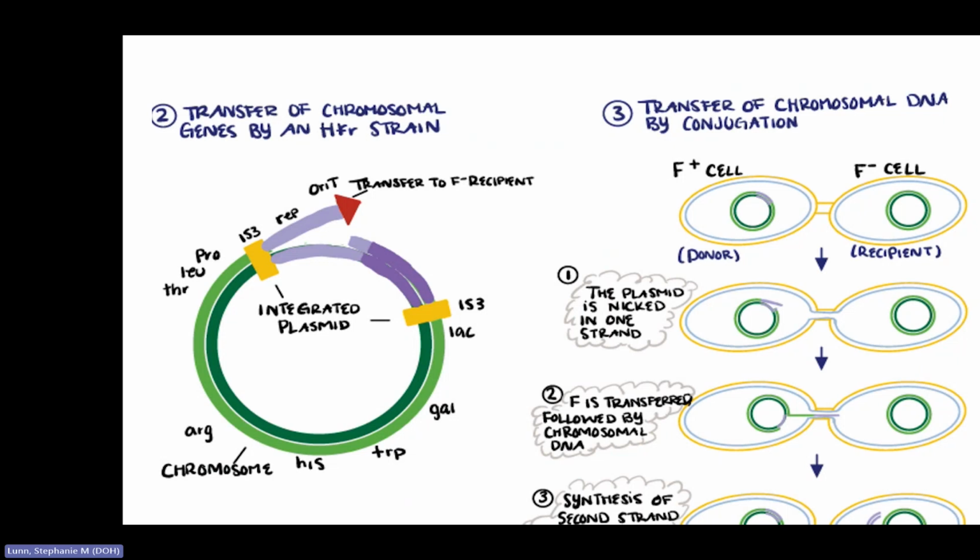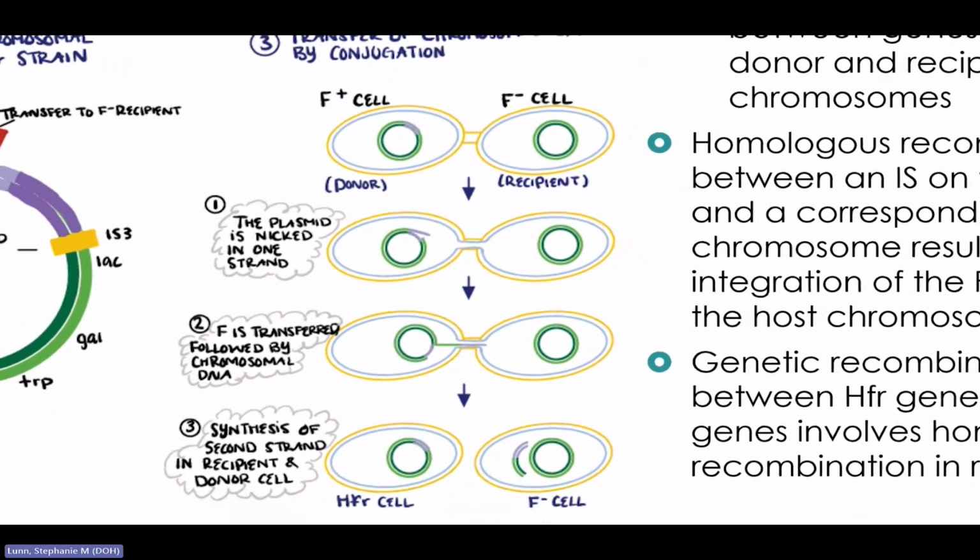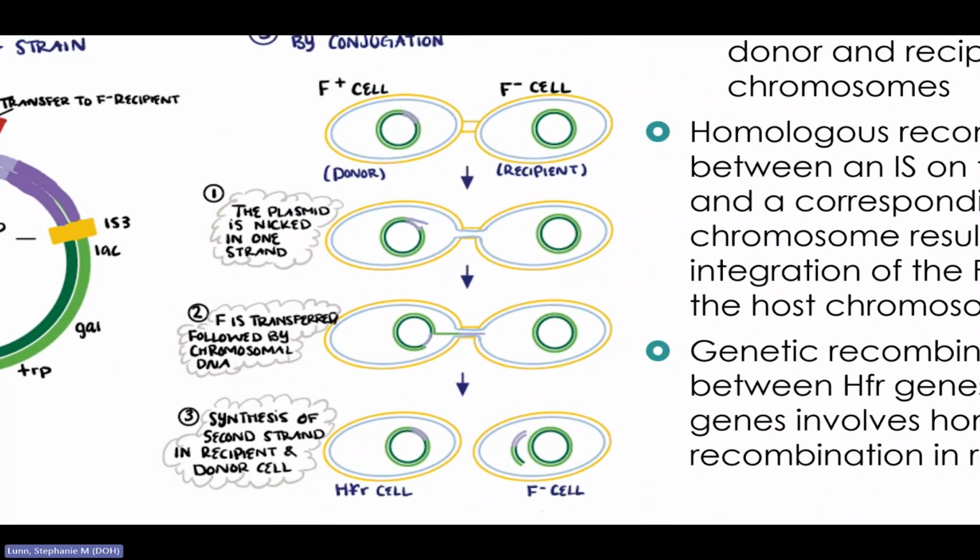So moving on to part 2, this shows how chromosomal genes can be transferred by an Hfr strain. The Hfr chromosome breaks at the origin of transfer within the integrated F plasmid, and this is the point where the transfer of DNA to the recipient begins. And part 3 shows how this process occurs through conjugation. And the process is essentially the same as how plasmids are transferred by conjugation.